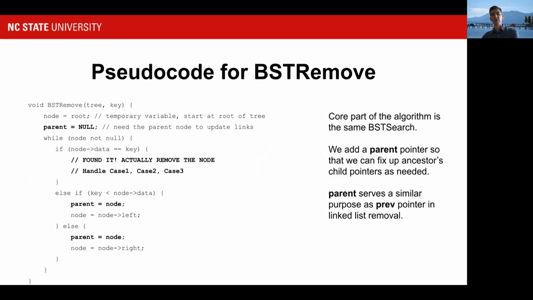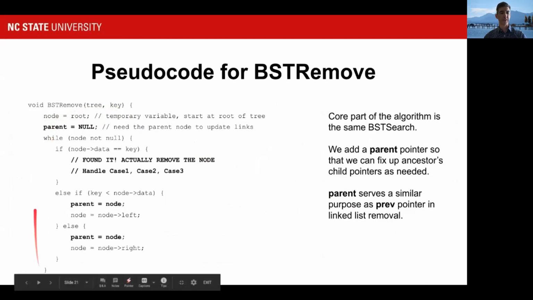Okay, so the pseudocode for remove looks like this. The overall part of this algorithm looks a lot like search and insertion. So we have a tree and a key that we're looking to remove, and we start out at the root of the tree. Then we're going to search the tree until we find the node we want to remove.